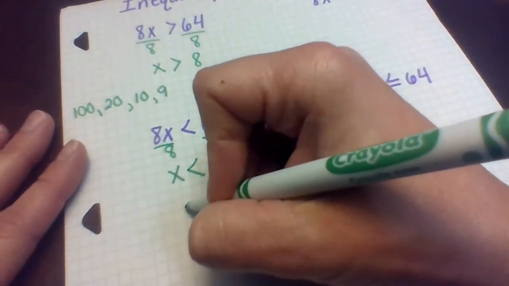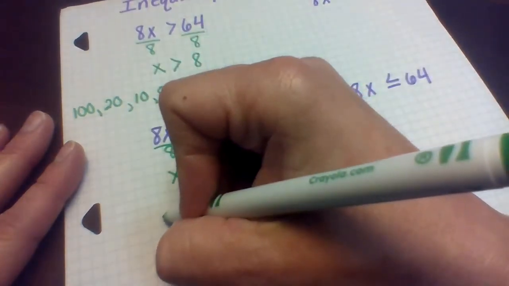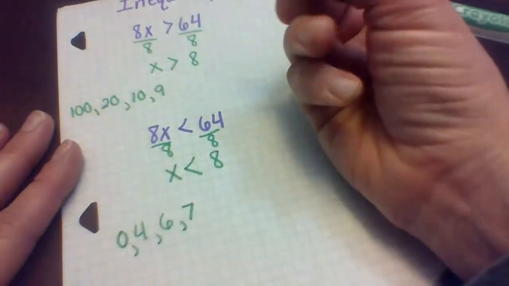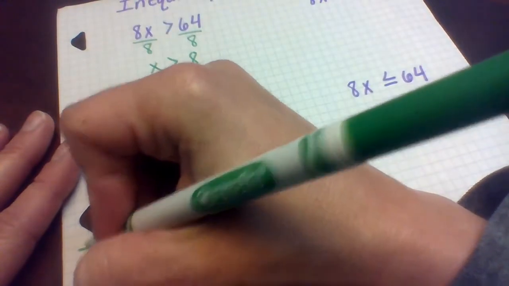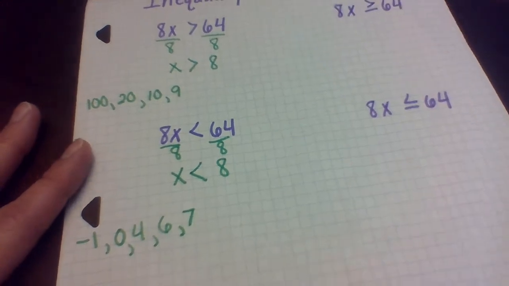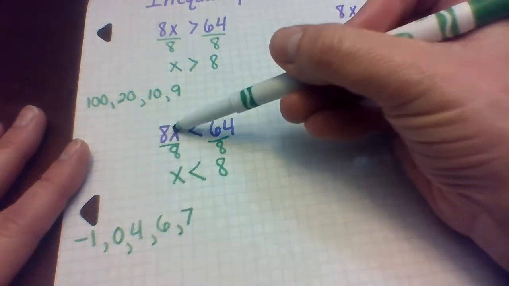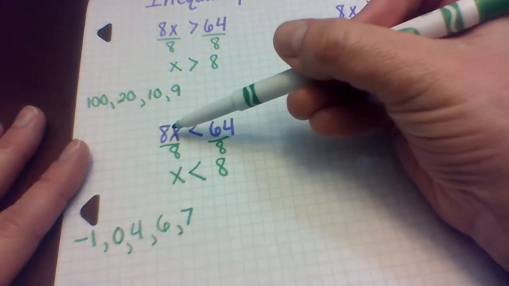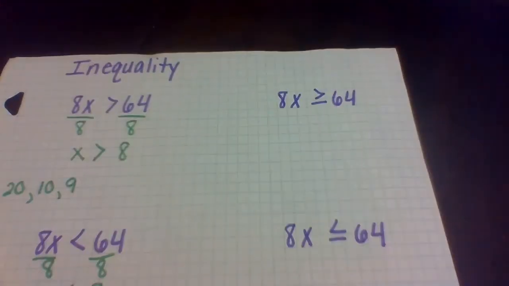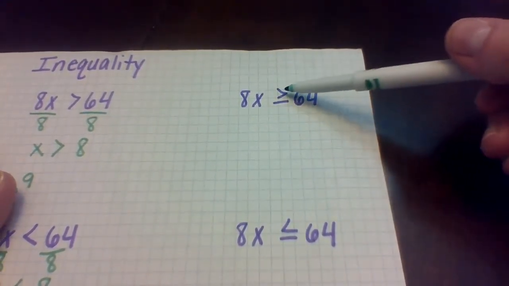So now, since it's changed a little bit, x has to be less than 8. I know that x could be 7, x could be 6, x could be 4, x could be 0. 0 is less than 8. x could even be a negative number, like -1. All of those numbers are less than 8. So if I said I'm going to put 0 in here, 8 times 0 is 0, and 0 is definitely less than 64.